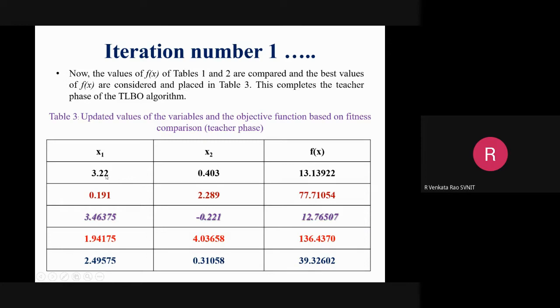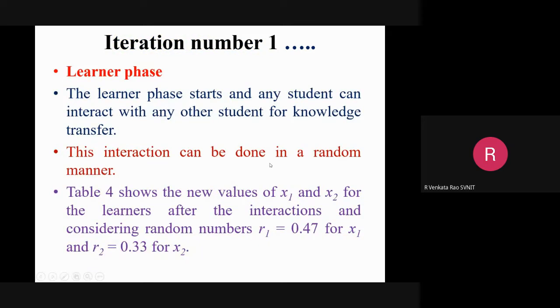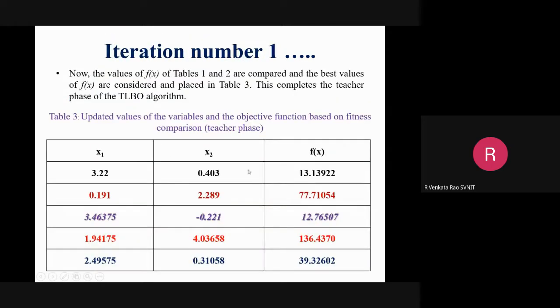So 3.22 plus random number multiplied by (3.22 minus 0.191). Why am I taking it this way? Because the first learner is more knowledgeable than the second learner, because the first learner's f(x) is better than the second learner's f(x). That is why knowledge transfer should take place from the first learner to the second learner.